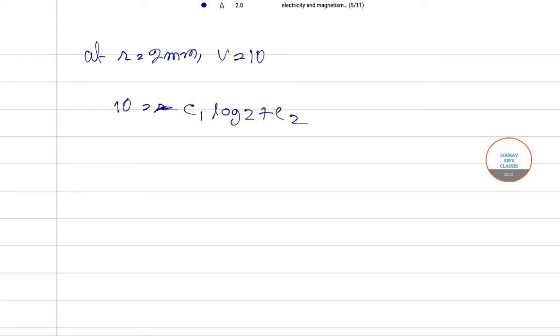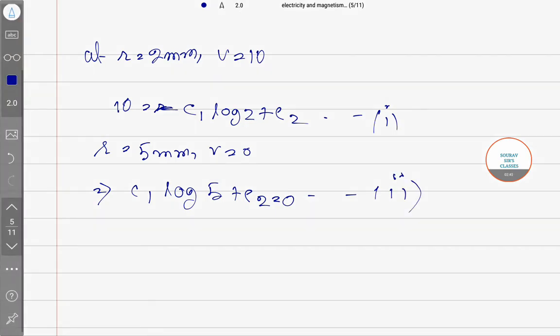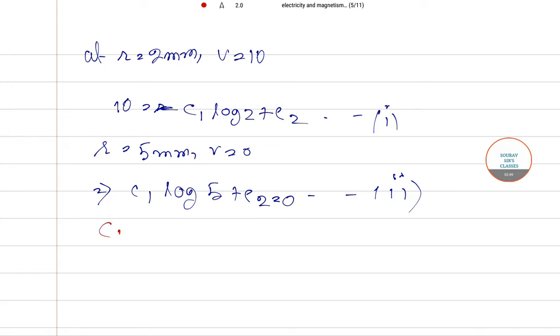When R equals 5 mm, V equals 0, so we can write C1 log 5 plus C2 equals 0. Then we take the solution of these two equations. If we solve them, we get C1 equals minus 10.91 and C2 equals 17.56.